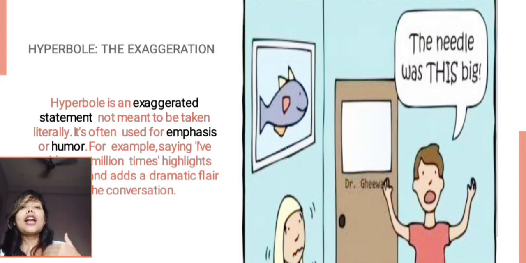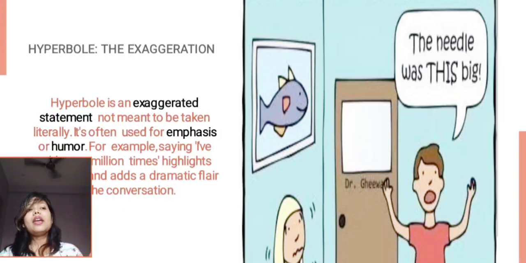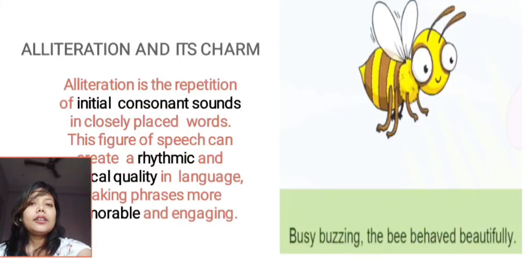You want to convey the meaning that the needle was very big. You're not saying the needle was very big. You're saying the needle is this big, this big. A needle cannot be this big. But you're saying it for the sake of emphasizing the fact that the needle was really big. This is the hyperbolic expression. So that's another figure of speech I dealt with today. In my next classes I will be talking about other figures of speech.